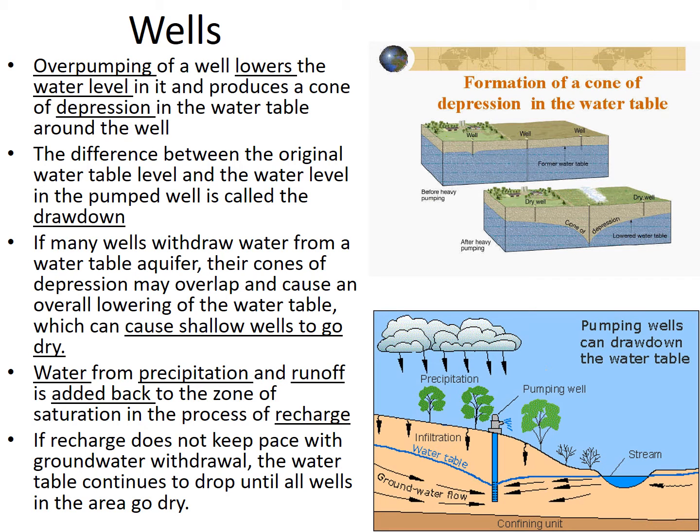Water from precipitation and runoff is added back to the zone of saturation in the process that is called recharge. If recharge does not keep up with the pace of withdrawal, the water table continues to drop until all the wells in an area go dry.